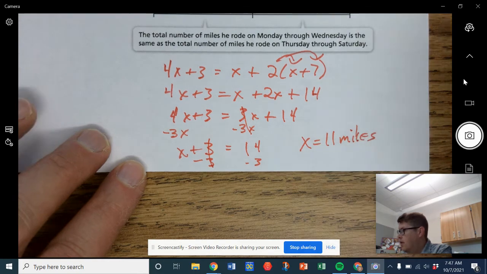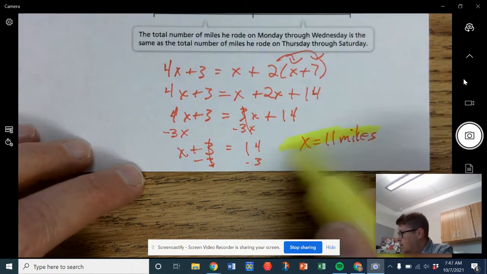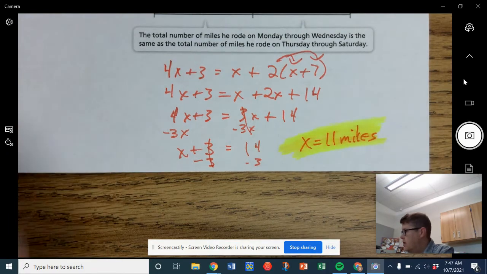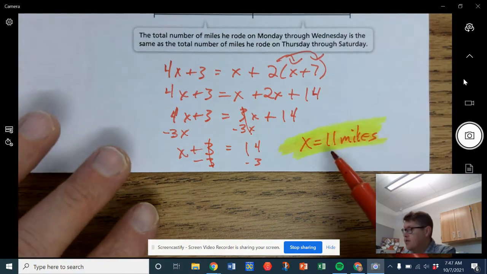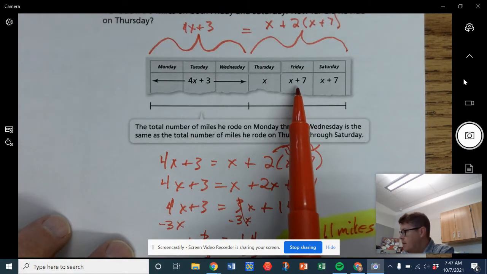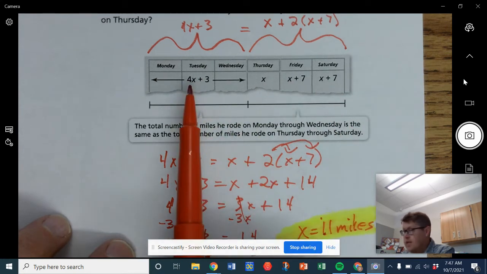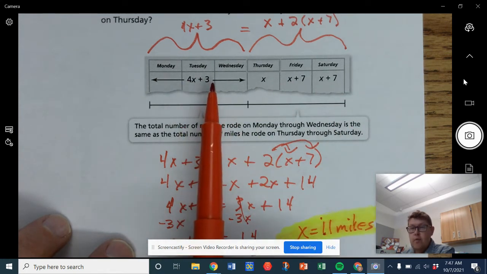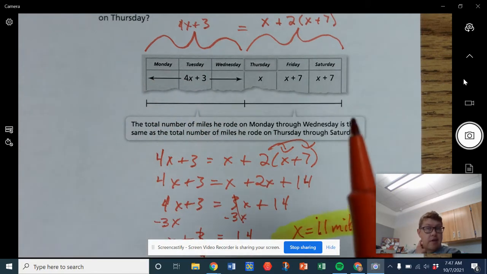So on Thursday, this rad math teacher that, I don't know, tracks his data like that, wrote 11 miles, and then you can figure out what he wrote on each other day, right? If x is 11, then he wrote 18 here, 18 here, and then here he wrote 11 times 4 is 44 plus 3, 47 miles over the course of these 3 days. So that's that.